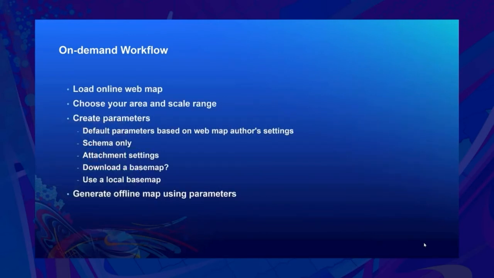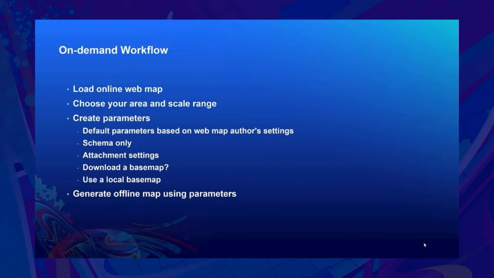So the on-demand workflow looks a bit like this. We load the online web map. You would choose your area and the scale range, and then you would create the parameters. You could use default parameters, which can be based on the recommended settings that the web map author has set up. That can include things like downloading a schema-only version of the data. That reduces the amount of data that you're downloading. You won't be able to see anybody else's features, but if you're just out collecting data at the start of a project, that's a good option.